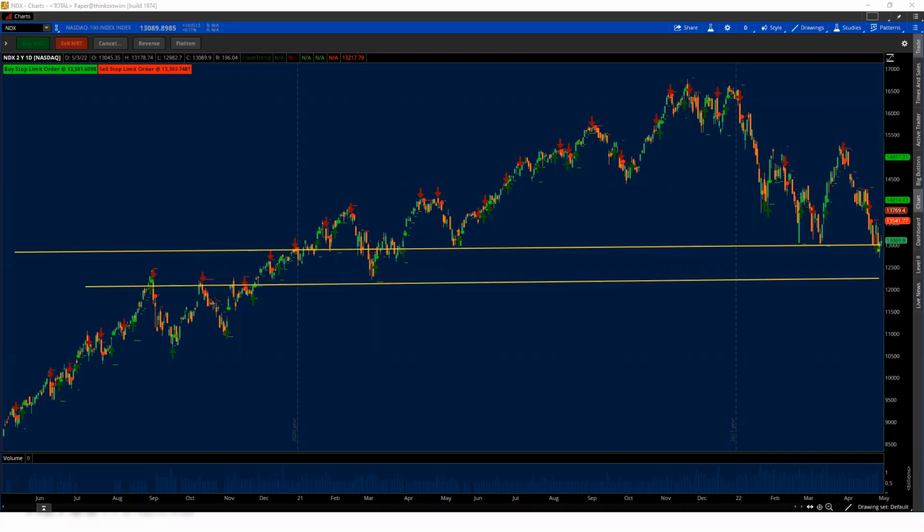But so far it's holding, and we've had some major moves up off that 13,000 level. So we'll keep an eye on that. If that breaks and the Nasdaq goes lower, then 12,250 is the zone to be looking at for support.